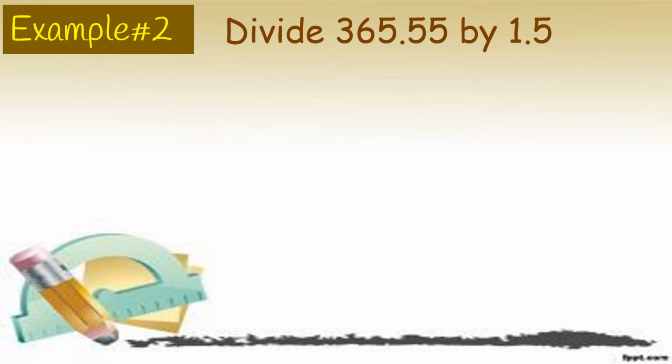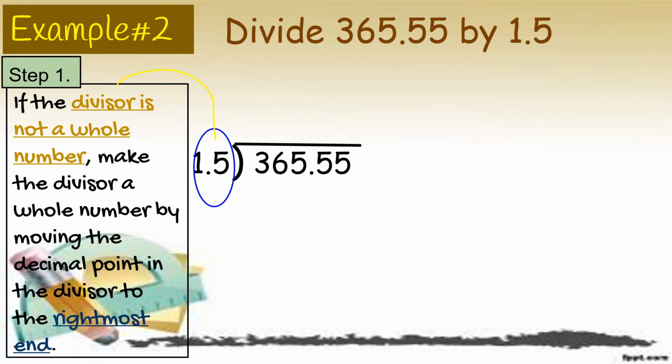Example number 2. Let us divide 365.55 by 1.5. The dividend is inside, so 365.55. 1.5 is the divisor, therefore it is located outside. Step 1. If the divisor is not a whole number, as you can see in our example, we have 1.5, make the divisor a whole number by moving the decimal point in the divisor to the rightmost end.